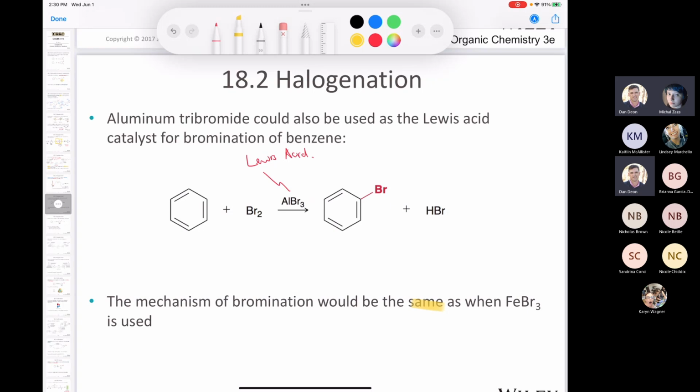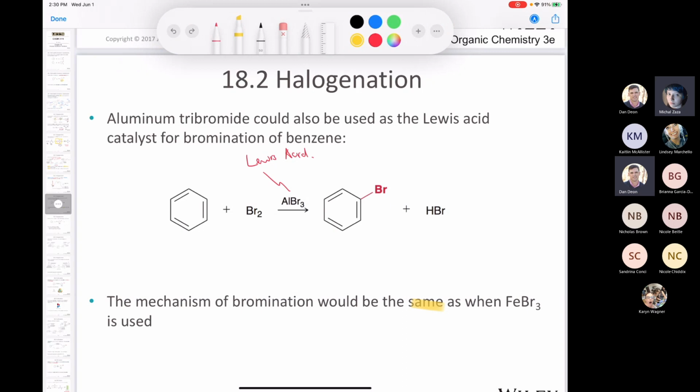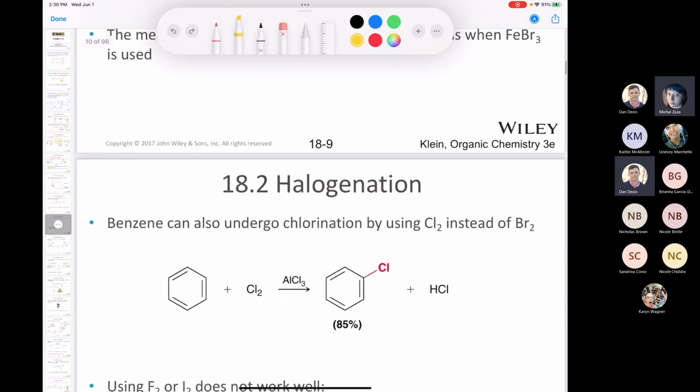Now, if you're asking me, well, when would I use FeBr3 and when would I use AlBr3? Here's my answer, and this is the truth. If you were doing this on some kind of molecule that had never been invented before, that nobody's ever made in human history, you would try both. That's all you would do. You'd say, well, one of them gives me a 90% yield, and one of them gives me a 65% yield. I'll stick with the one that gives me the 90% yield. So it's probably substrate specific. It depends on a case-by-case scenario.